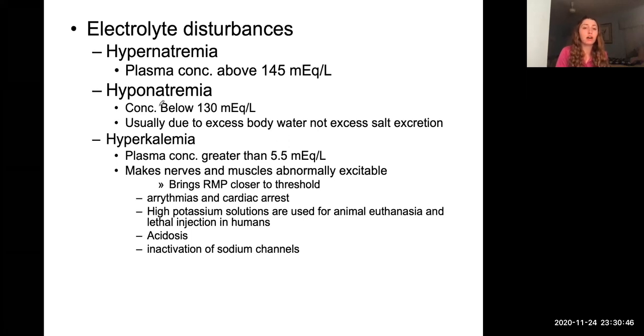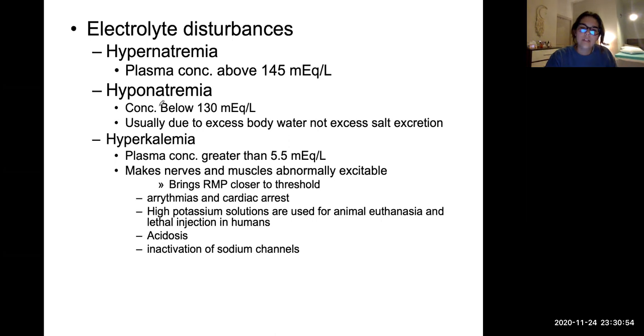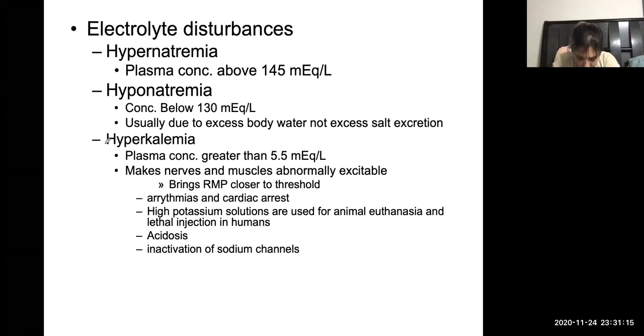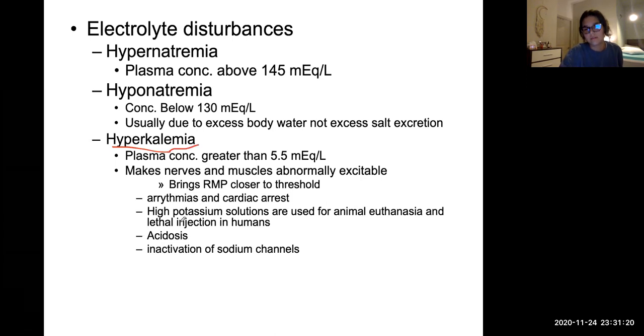And hyperkalemia is the excess of potassium? I'm trying to find it. Yes, it's potassium. Hyperkalemia, high potassium.